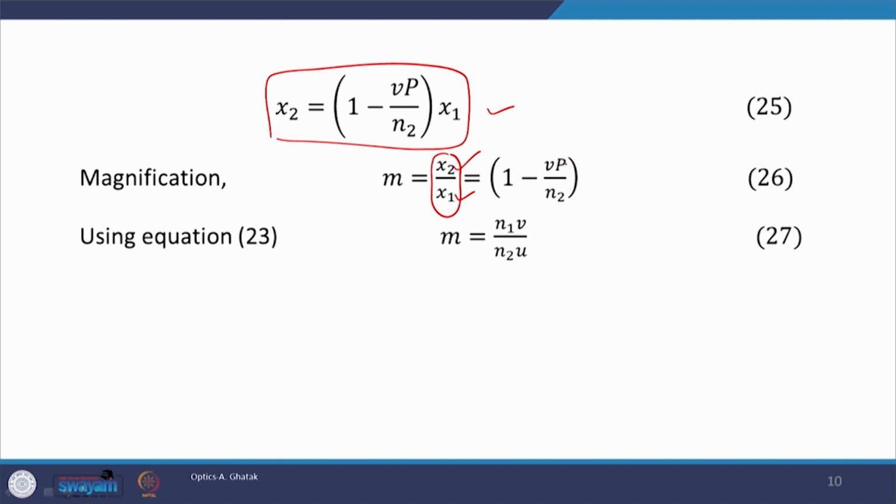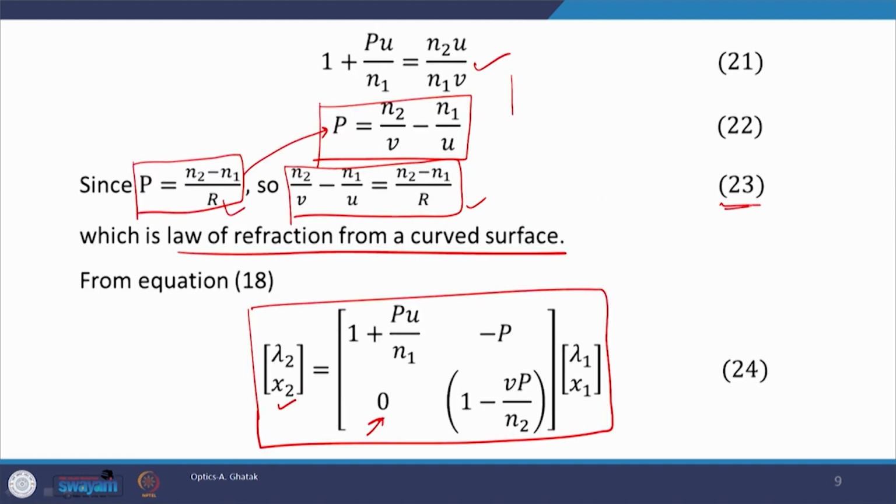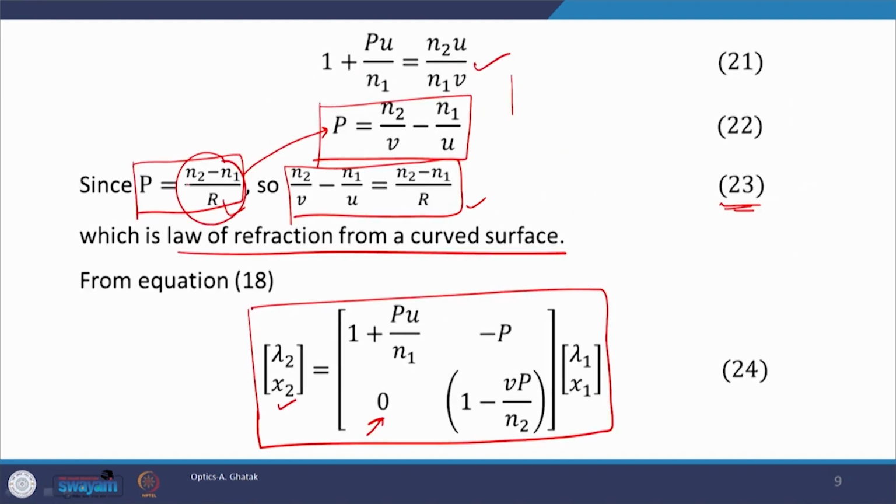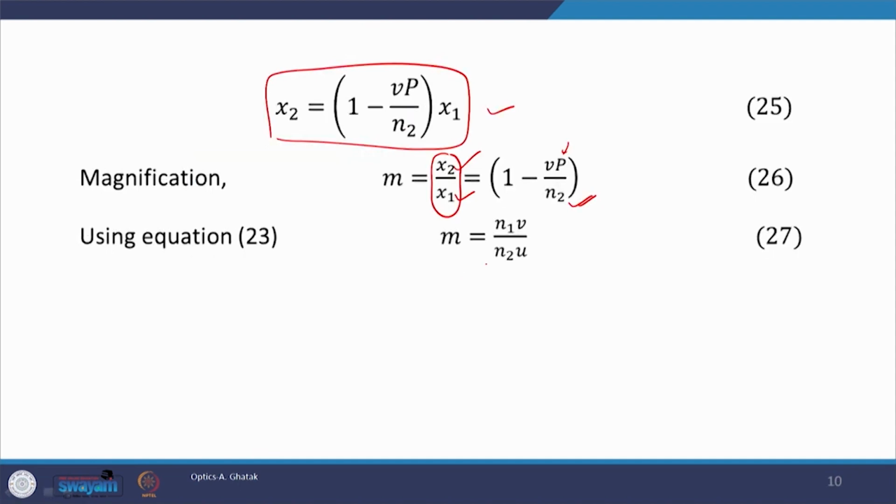Now using equation 23, we can simplify equation 26. What is equation 23? This. Now we will apply 23 into 26, or we will substitute for the expression of P, which is nothing but (n2 minus n1) by capital R, and then we will get this expression for magnification.